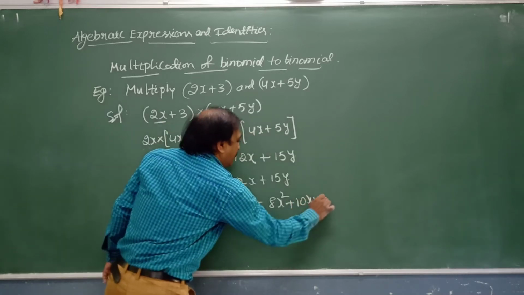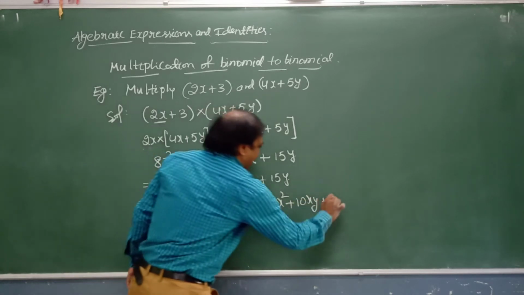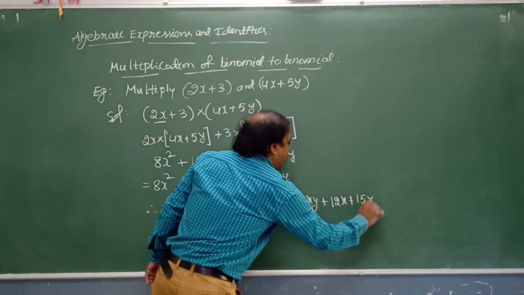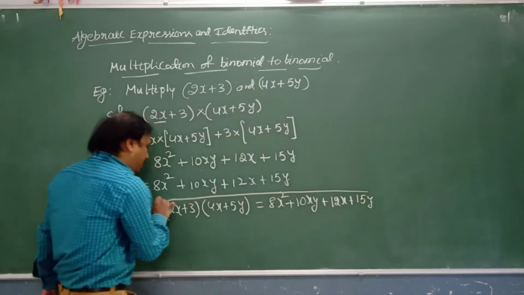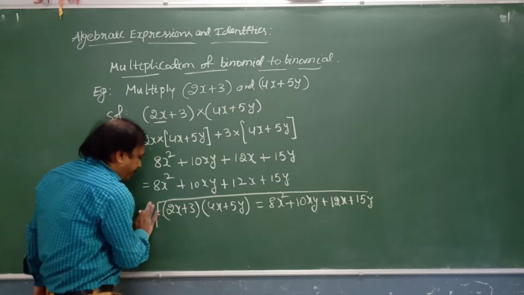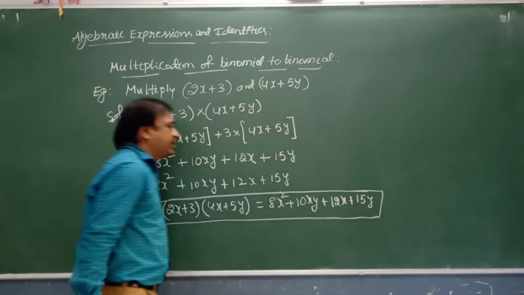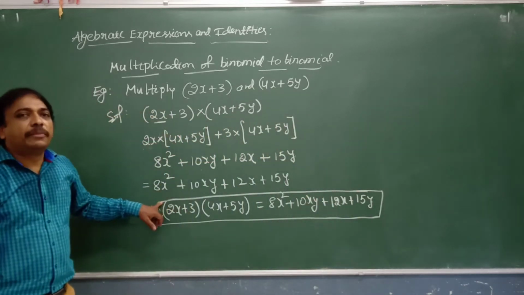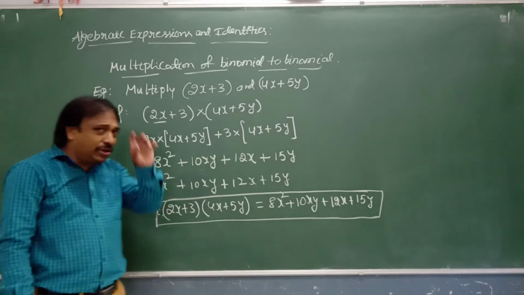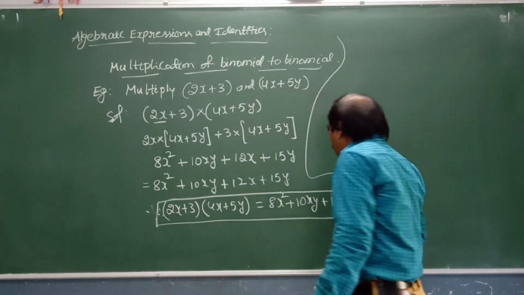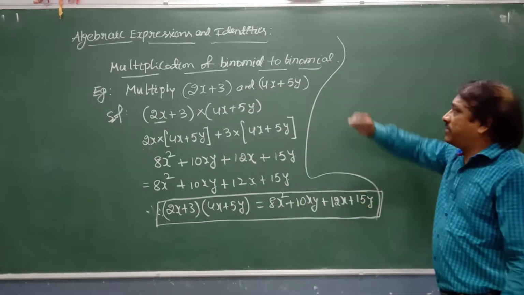xy plus 12x plus 15y. I hope you understood how to find the product of binomial to binomial. Now we see one more example here. Observe it.